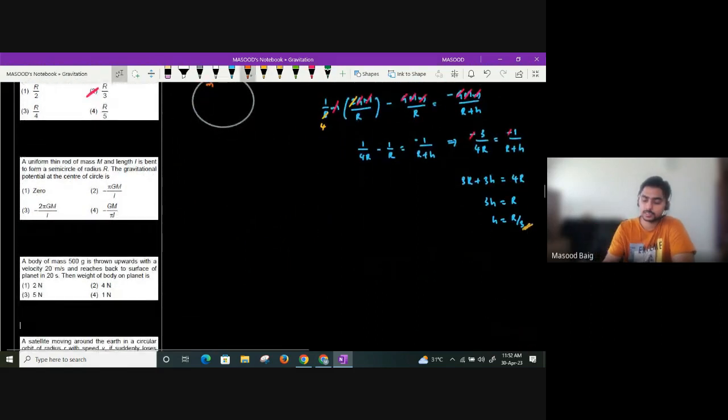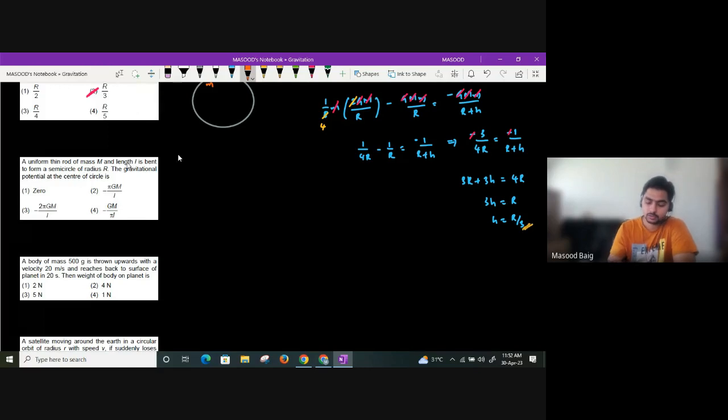Now, what they are saying in the next question: a uniform rod of mass m and length L is bent to form a semicircle. So what will length become, beta? Semicircle means length will become circumference, which is pi r. So what will be the radius here? It will be L divided by pi. Now it is bent to form a semicircle, something like this. They're asking us to calculate the gravitational potential at the center.